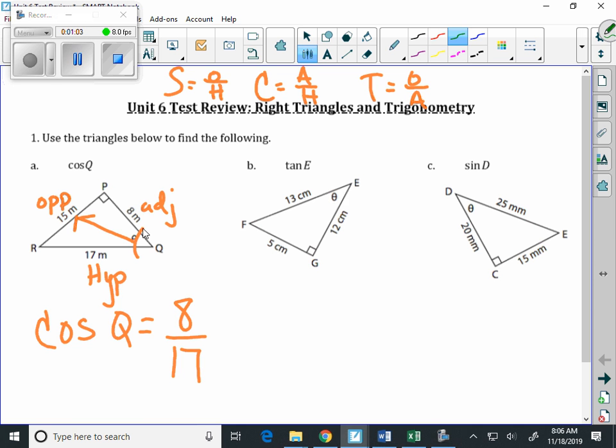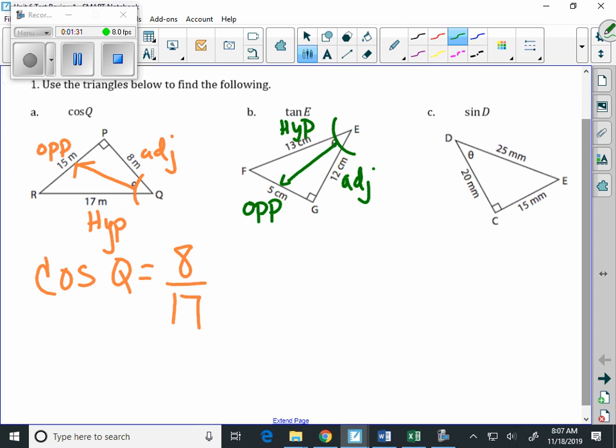And it's the same process when we get here to letter B when we label. We are going to find the tangent of E, so let's mark the angle that we're finding. But still, when we start labeling, across from the right angle is the hypotenuse. Across from E is the opposite, which means that this final side is the adjacent. And tangent, our definition is opposite over adjacent, so the tangent of E equals the opposite over the adjacent, which is 13.